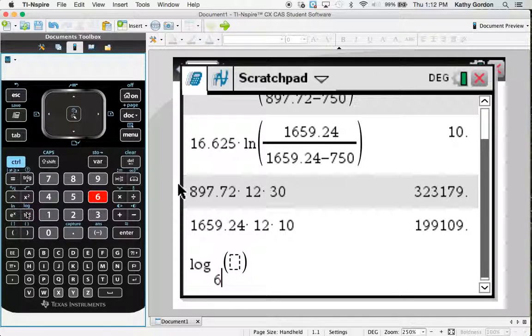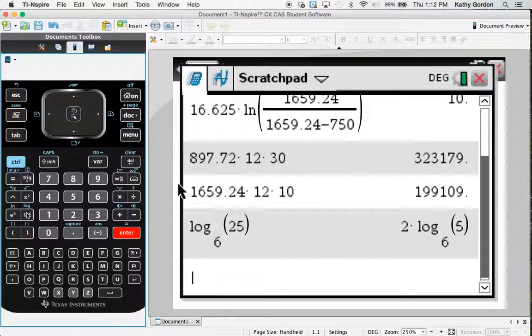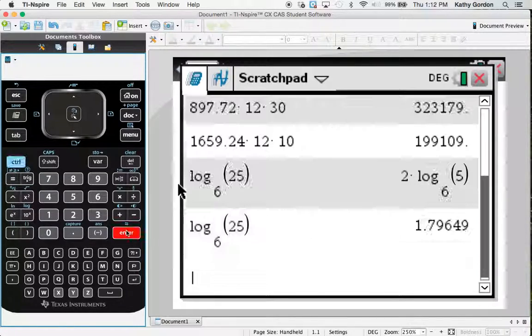So I can put a 6 in for my base, arrow over, put a 25 in the parentheses, hit enter, and watch it give me the same stupid thing. So then you have to do, okay, control enter. There's our decimal, right? So with the Inspire, you don't need any type of formula to allow you to evaluate things.